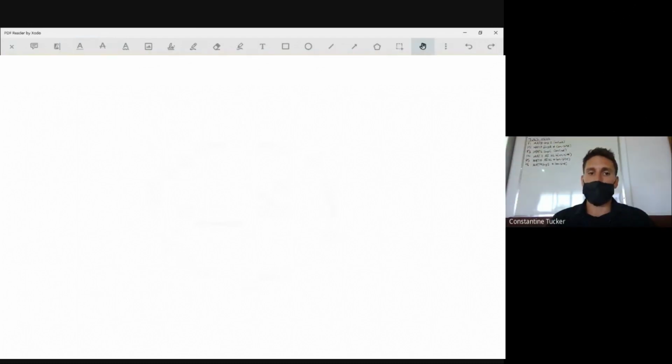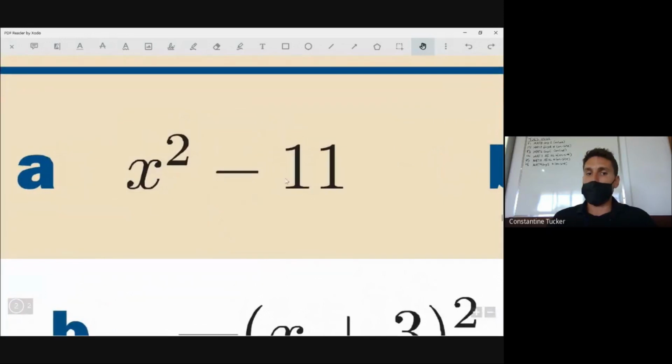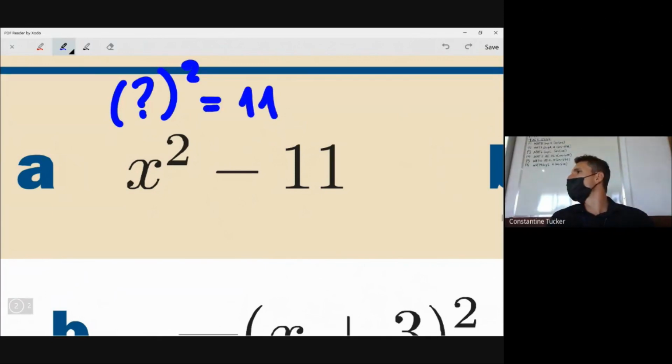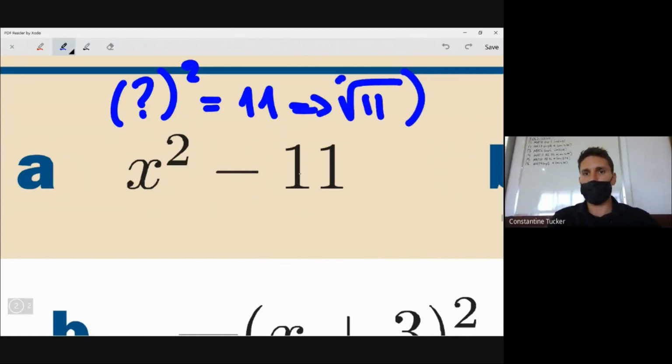When you have x squared minus 11, it might seem like you can't factorize this, but actually, what number squared gives you 11? Something squared is equal to 11. What kind of notation would you use? Square root. So basically the square root of 11 squared would give you 11.